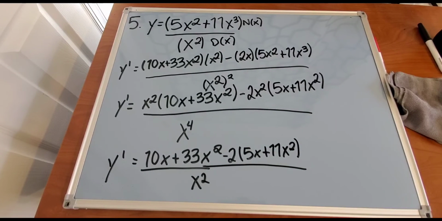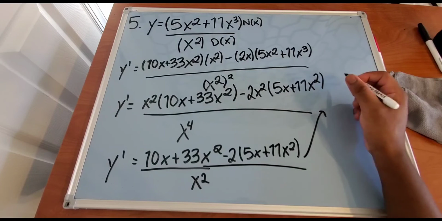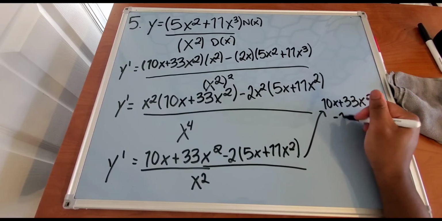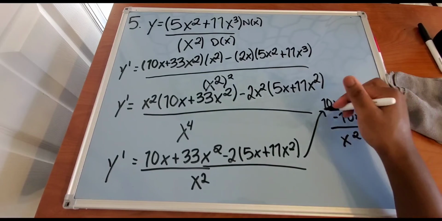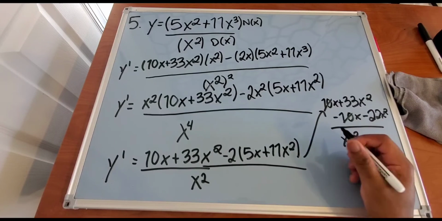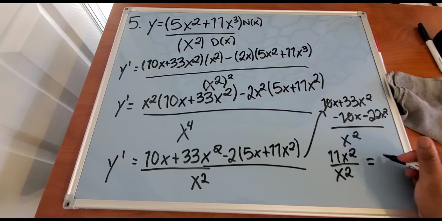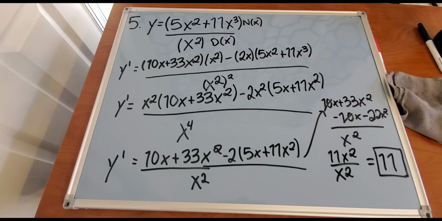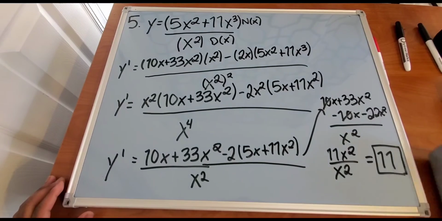So I'm going to erase the top. Well, let me just keep going with this. So if I write off to the side here, we know that this will be 10x plus 33x squared minus 10x minus 22x squared over x squared. Those 10x's cancel. This will become 11x squared over x squared, and that will be equal to 11. So, true to form, you do get 11 either way. One was a lot shorter. This one is a little bit longer, but you do get the same answer. Either one works. Matter of preference. And that is question number 5.